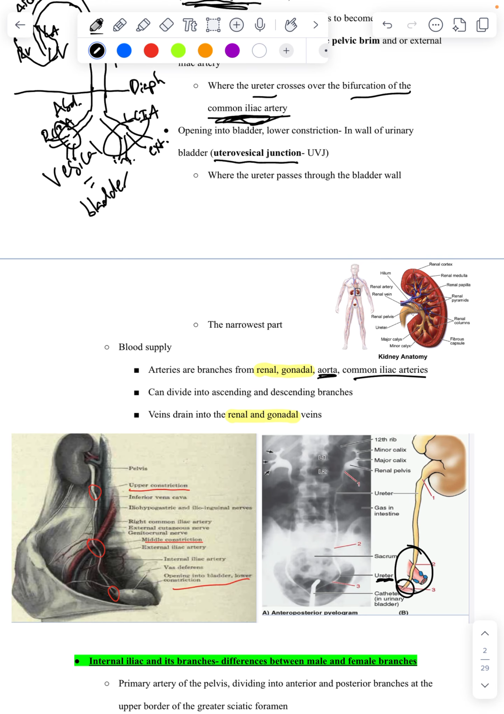So right here. You can also see it right here. So this right here is the aorta. So it already gave off the common iliac, which you can see right here. And then it splits into external and internal. Internal iliac will go to your pelvis. External will go to your thigh. It'll become your femoral artery, which goes to your femur and your lower extremity. So those are the 3 constrictions.